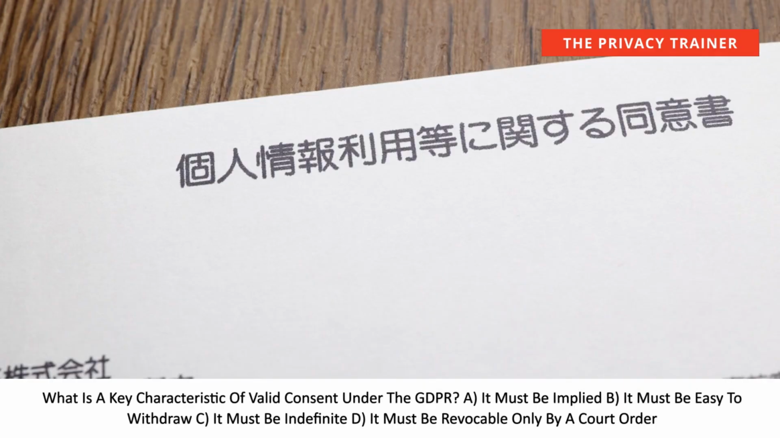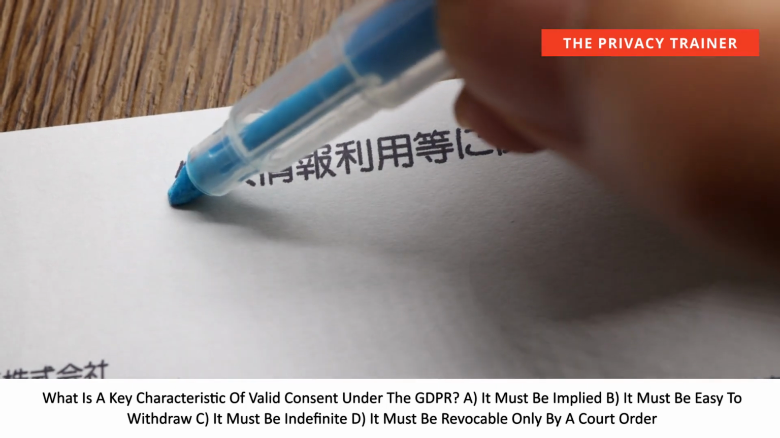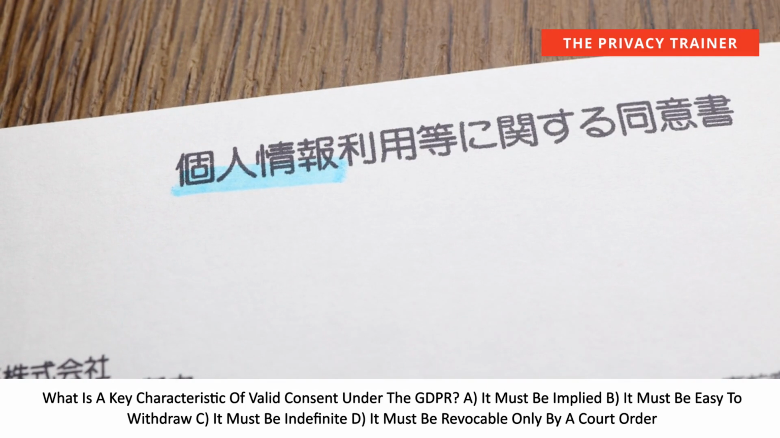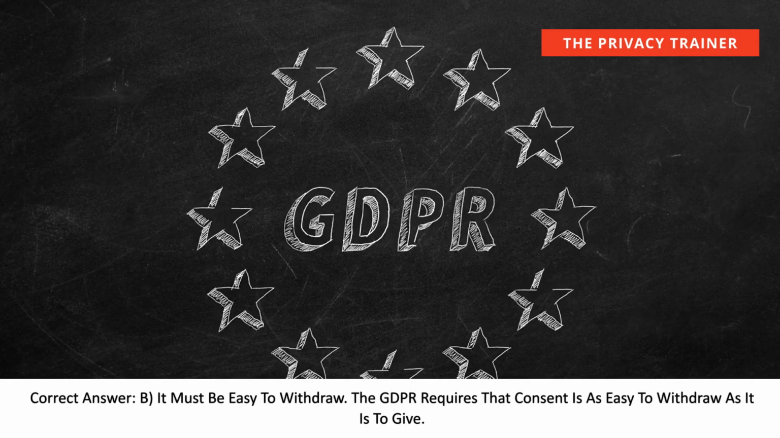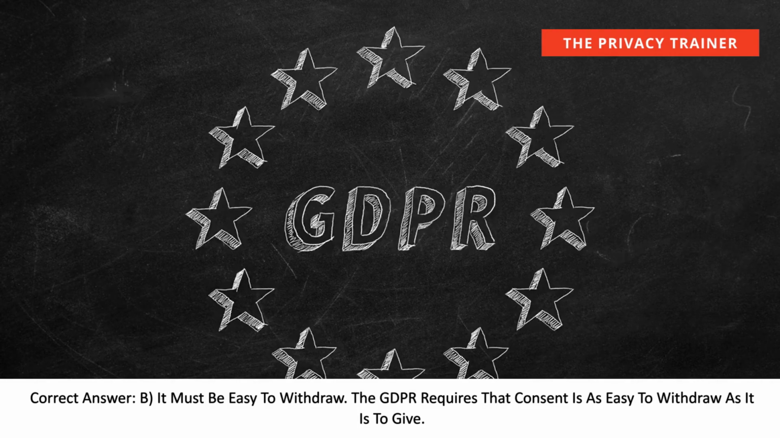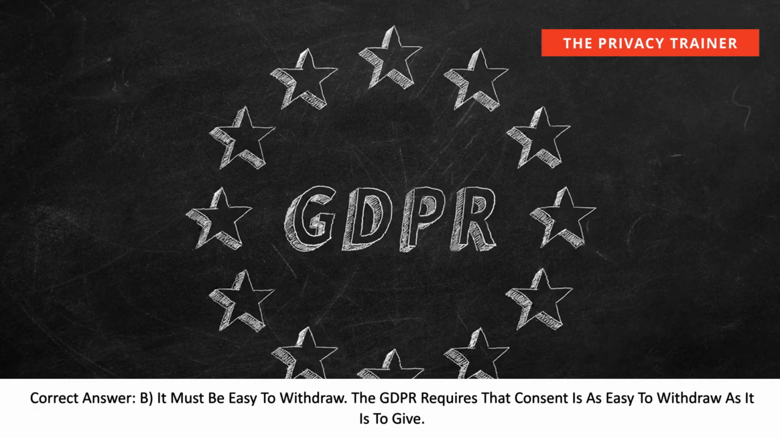What is a key characteristic of valid consent under the GDPR? A. It must be implied. B. It must be easy to withdraw. C. It must be indefinite. D. It must be revocable only by a court order. Correct answer: B. It must be easy to withdraw. The GDPR requires that consent is as easy to withdraw as it is to give.